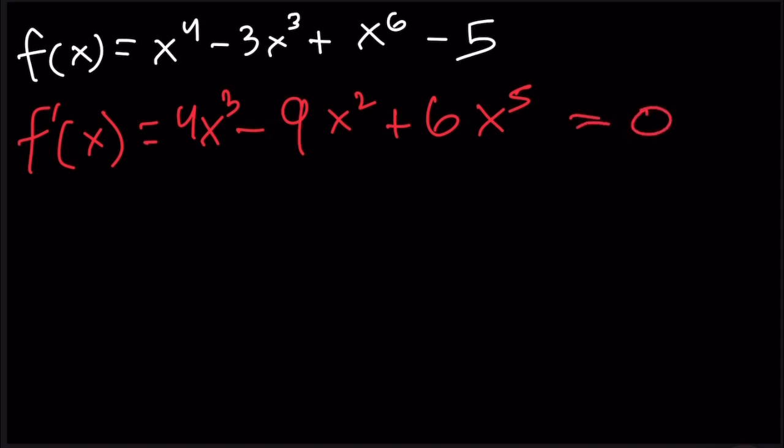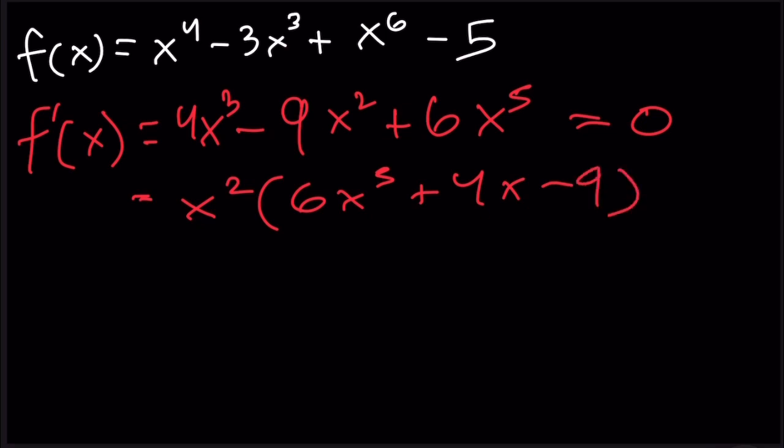We can take out an x squared here, and set this equal to x squared times 6x cubed plus 4x minus 9. And the solutions to that are going to be x equals 0 or x equals, let me plug that in really quickly, 0.953 rounded to 3 decimals.